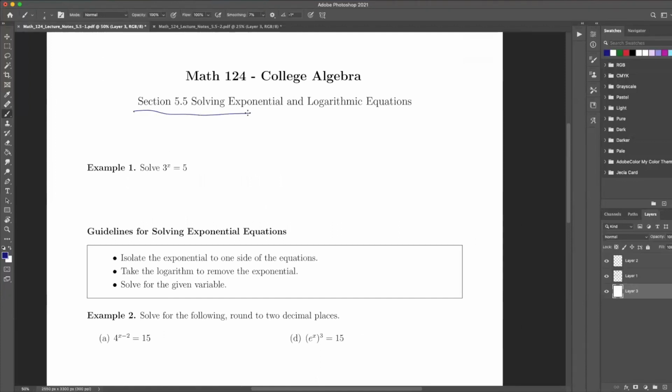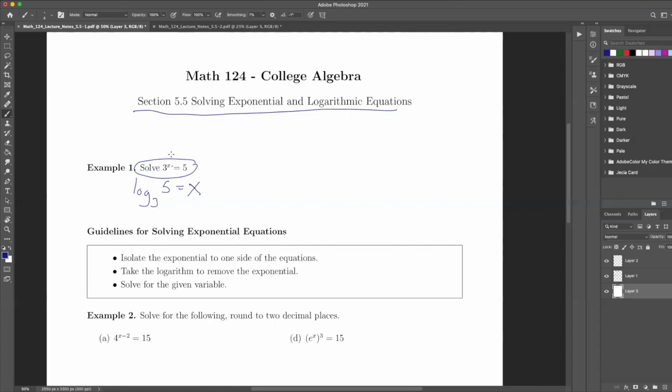Right, so we're doing 5.5, exponential and logarithmic equations, or solving exponential and logarithmic equations. So if I wanted to solve this right here, what would I do? Well, I could also rewrite this as a log equation. Log base 3 of 5 is equal to x, right? So I can rewrite this as a log equation and solve for x, because I want to know 3 raised to what power is 5. That's literally what I'm asking here.